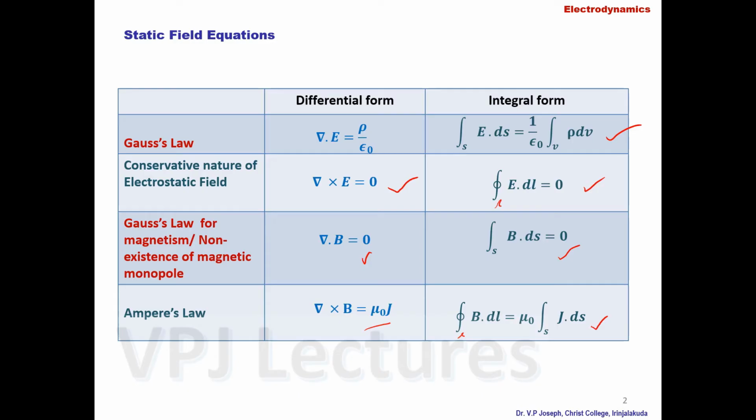Before Maxwell, the modification was given only to the conservative nature of the electrostatic field equation, that is, del cross E is equal to 0, and that was given by Faraday. In Faraday's law, del cross E is equal to minus dou B by dou t, that is, the time variable is coming into the equation, and that is a modified equation. Before Maxwell, scientists thought that this is the only modification needed to explain all electrodynamic phenomena.